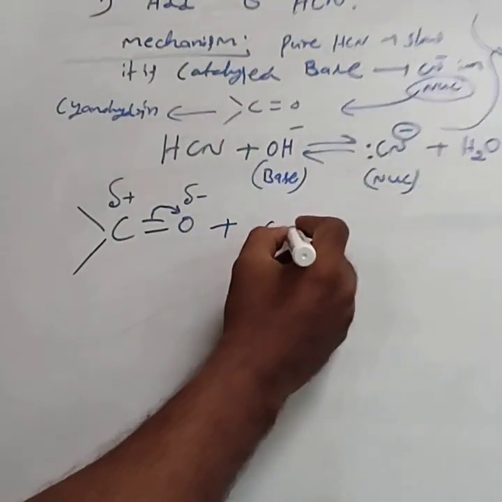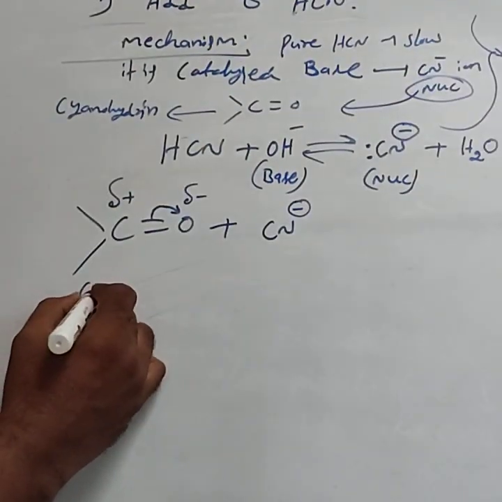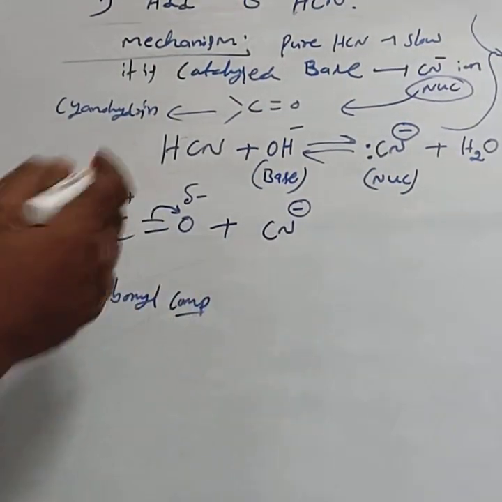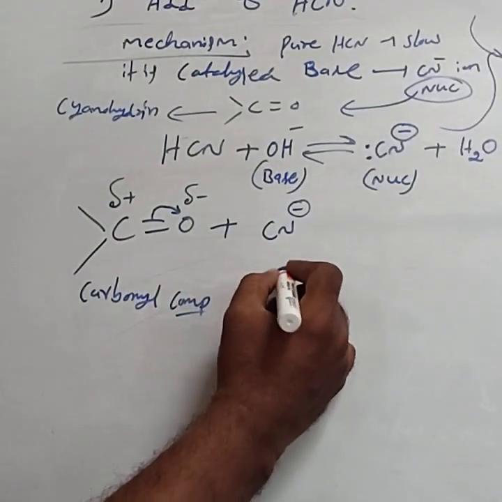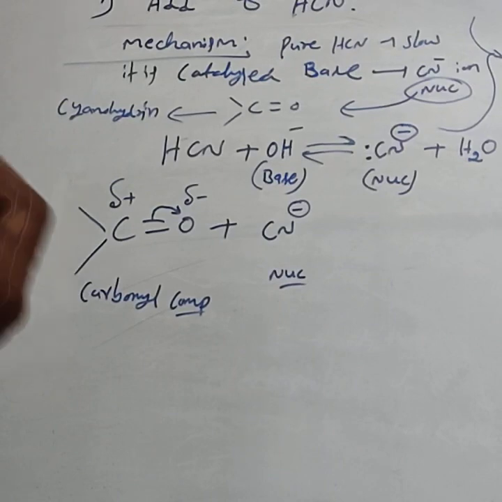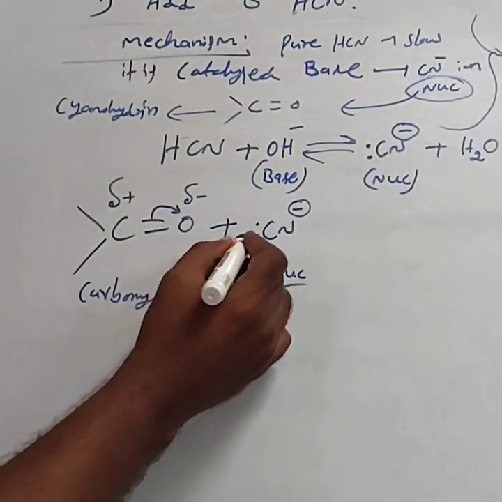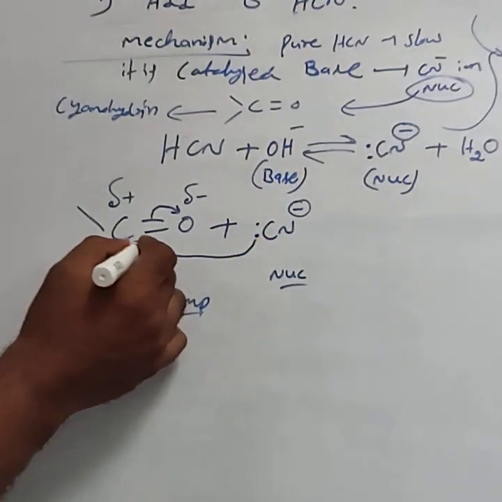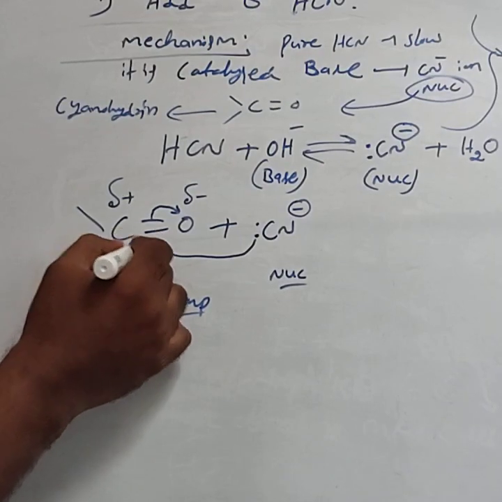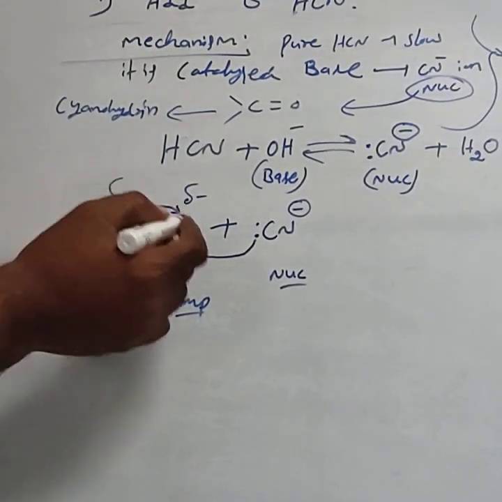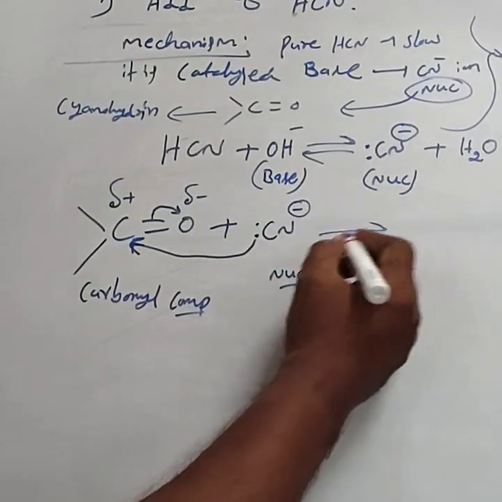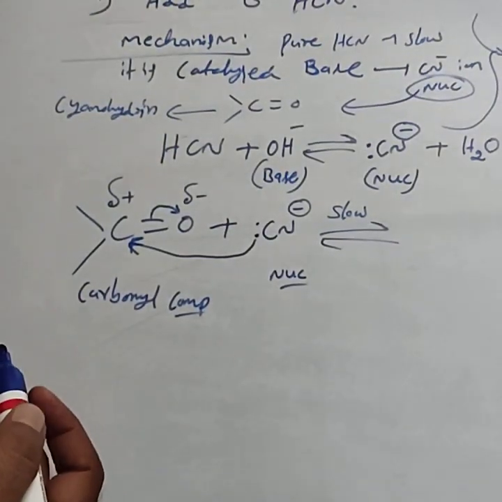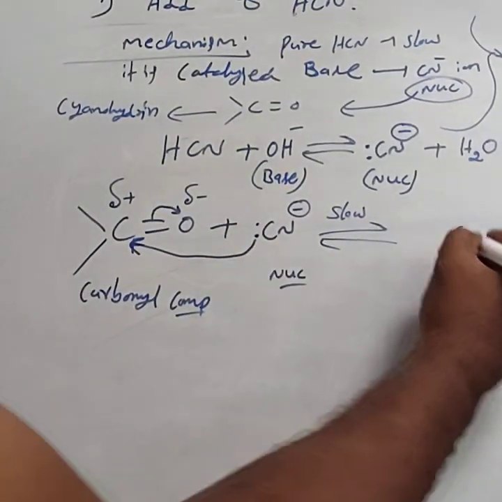Then the CN minus nucleophile, this compound is the carbonyl compound, maybe aldehyde or ketone. The CN minus, using its lone pair electrons, since the cyanide is a negative ion, gets added to the positive electrophilic center, the carbon atom. This is the arrow. Then the pi electrons move towards the oxygen. This step is reversible and slow. It forms the tetrahedral intermediate.